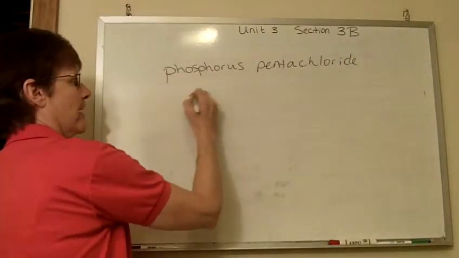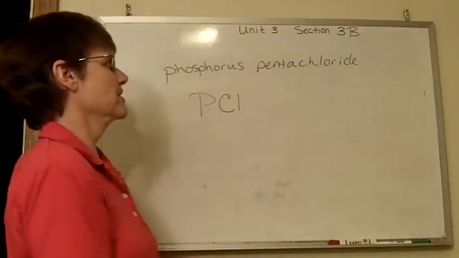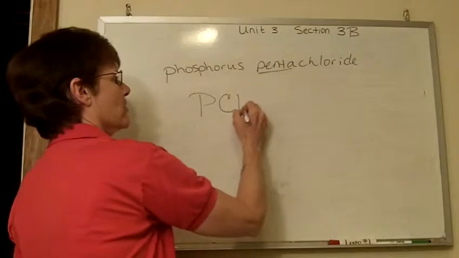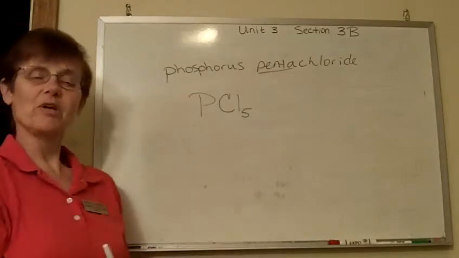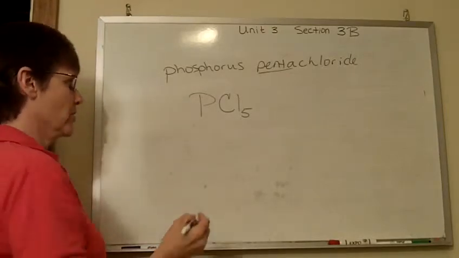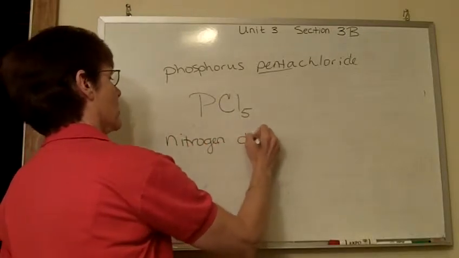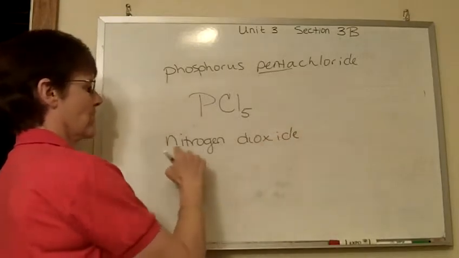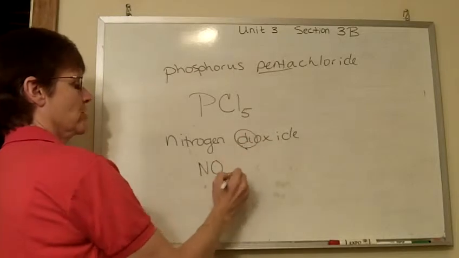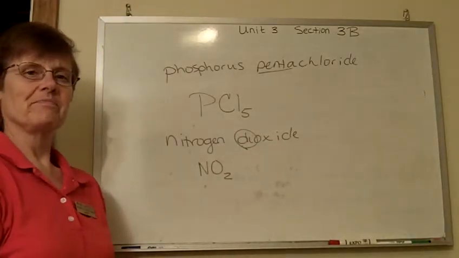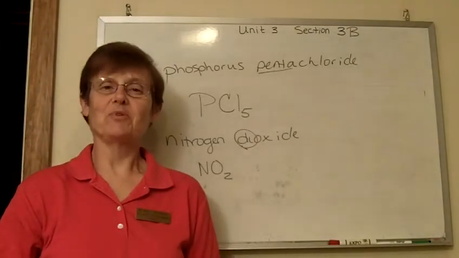So phosphorus, I have already memorized that that's a P. Chloride, familiar at this point to know it's a Cl. Penta means 5, so there's 5 chlorides, but there's only one phosphorus because it doesn't have a prefix, so phosphorus pentachloride. How about nitrogen dioxide? N for nitrogen, O for oxide, 2 oxygens, NO2. So this is ever so much easier than doing these ionic ones, so I know you'll have a much happier time doing homework on this section.